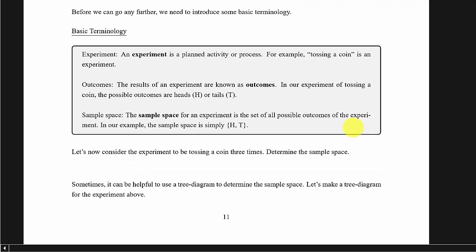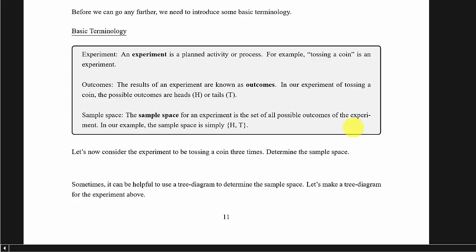It says an experiment is a planned activity or process. For example, tossing a coin is an experiment. Outcomes, the results of an experiment, are known as outcomes. In our experiment of tossing a coin, the possible outcomes are heads or tails. So you're doing an experiment of flipping a coin, and when you flip the coin, there's only 2 possible outcomes. You can either get heads or you can get tails.